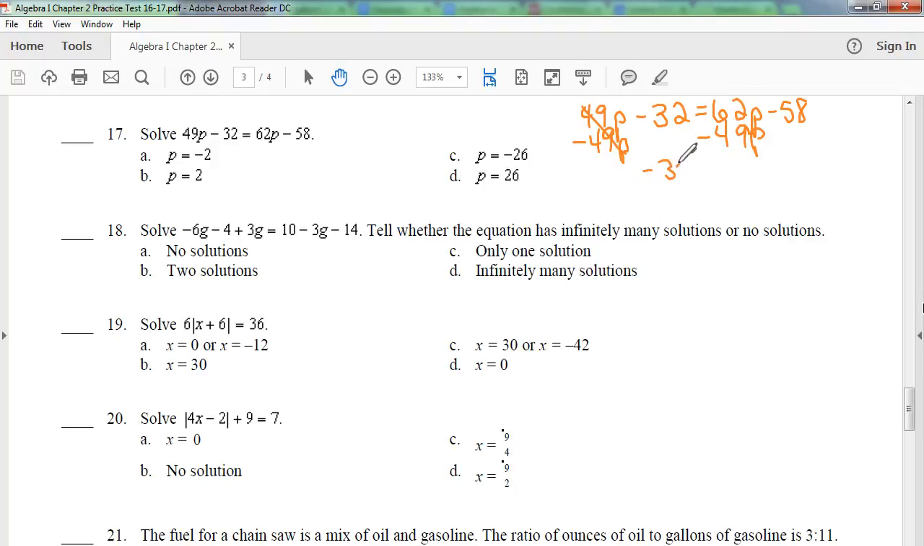That leaves us here with -32, and then 62 minus 49 is 13, so 13p, minus 58. Then we need to move this over to the other side to isolate p. This would be 26 equals 13p, and divide both sides by 13, 2 equals p. So 17 is B.